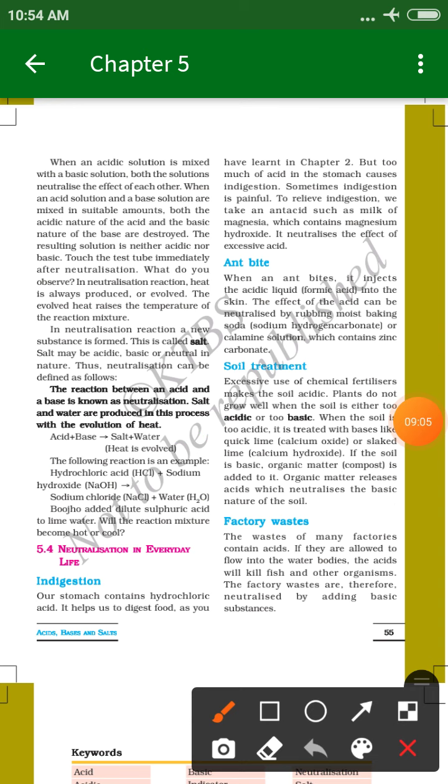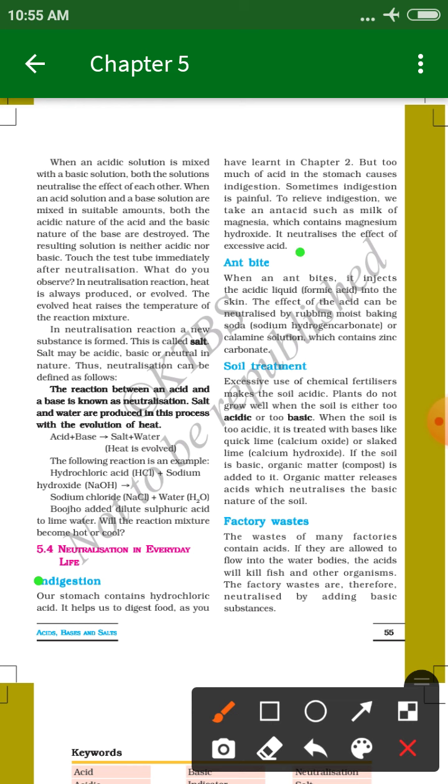So what is neutralization in everyday life? That is indigestion. Our stomach contains hydrochloric acid. It helps to digest food, as you have already learnt in your chapter. But too much acid in the stomach causes indigestion. If too much acid is released in the stomach, it gives indigestion. Sometimes indigestion is painful. To relieve indigestion, we take an antacid such as milk of magnesia, which contains magnesium hydroxide. It neutralizes the effect of excessive acid.